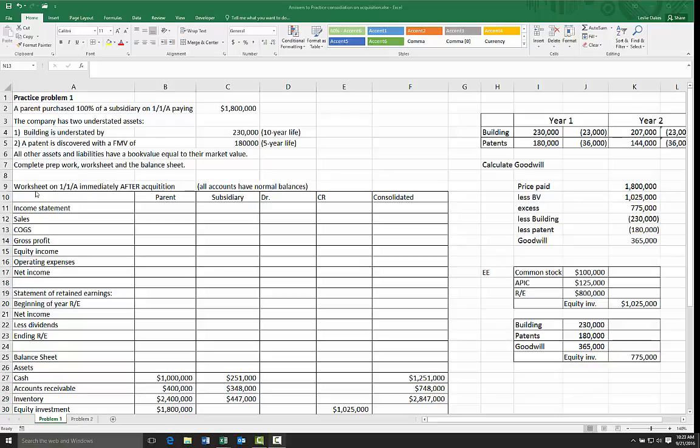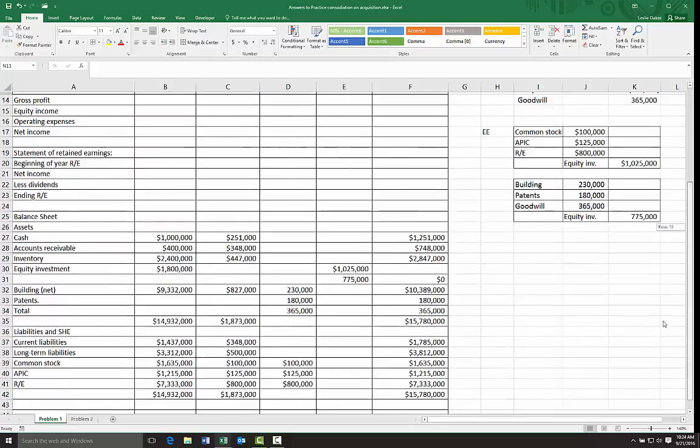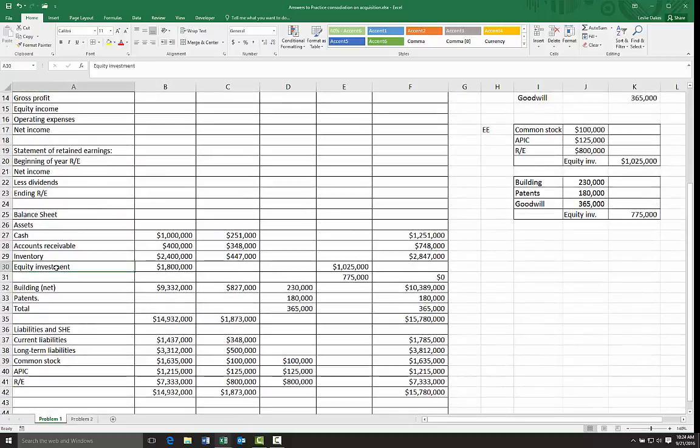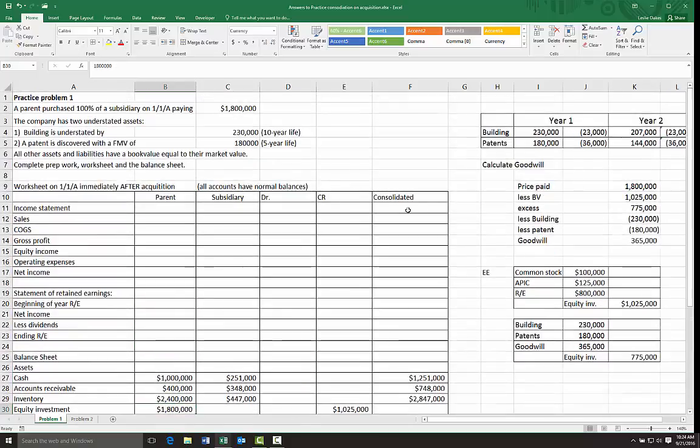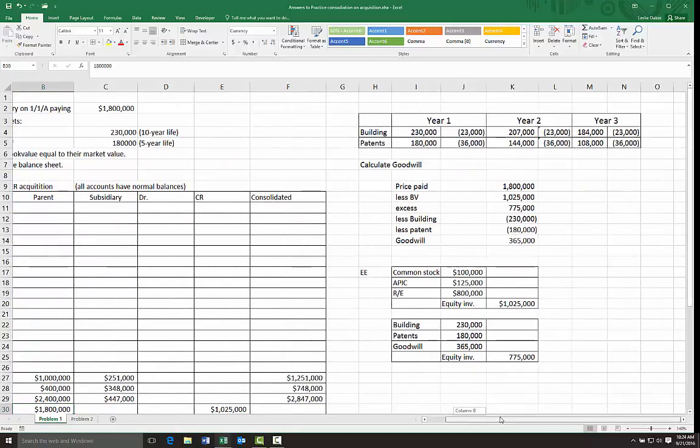And notice here that it says the worksheet we're going to prepare will be on 1/1/A immediately after acquisition. So that means this $1.8 million equity investment is already included in our accounts for the worksheet. And you can double check that by going down here and seeing that the equity investment does indeed have a $1.8 million balance.